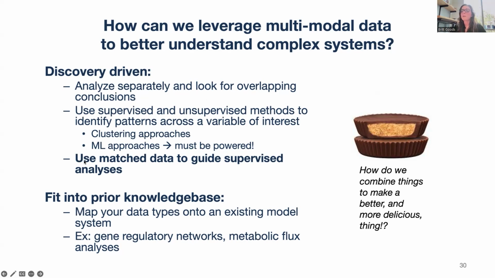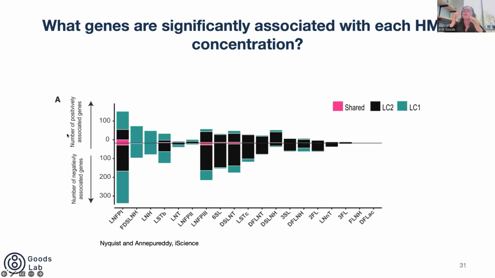The approach that we took with combining our single cell data and our HMO data was to use our matched data to guide a supervised analysis. So what does this actually look like? The first thing we could ask is, well, we have concentrations of all of our HMOs, and here this is what I'm showing on the x-axis. And then we also have single cell expression for all of our paired samples.